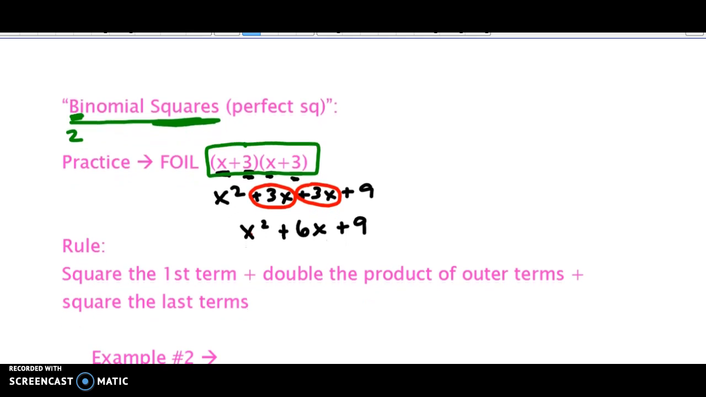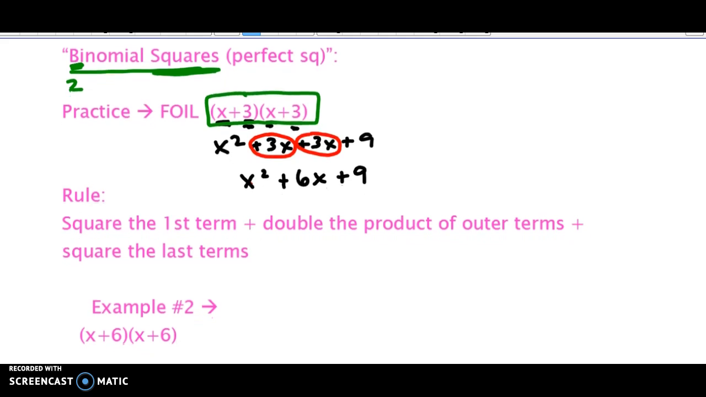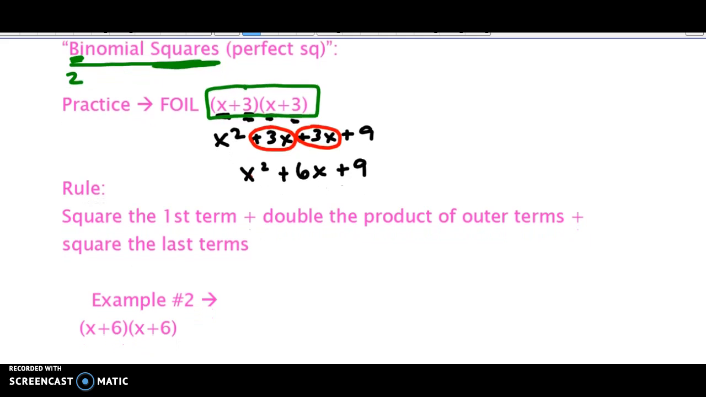So when we are factoring and multiplying, we can work easily and quickly with simplifying these and changing them back and forth. So my rule is that I'm going to take the first term and I'm going to square it. So my first term is x, so I'm going to square it. That becomes x squared. Plus, to that, I'm going to add double the product of the outer terms. So when I multiplied my outer terms, I got 3x. If I double that, that becomes 6x.